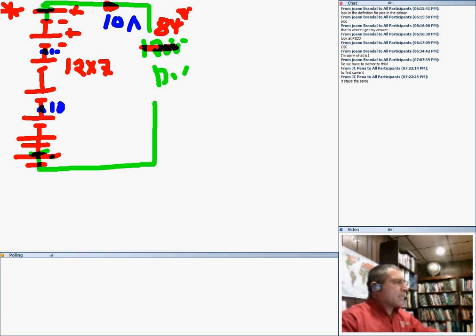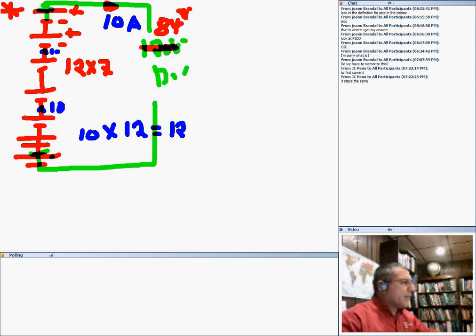So the question will be, Chad, what the heck did we gain? What did we gain, Chad? If 10 amps, 10 amps. I want you to pay attention, guys. 10 amps times 12 gives you the power. The power for one battery, 10 amps times 12, is 120 watts or volt amps.